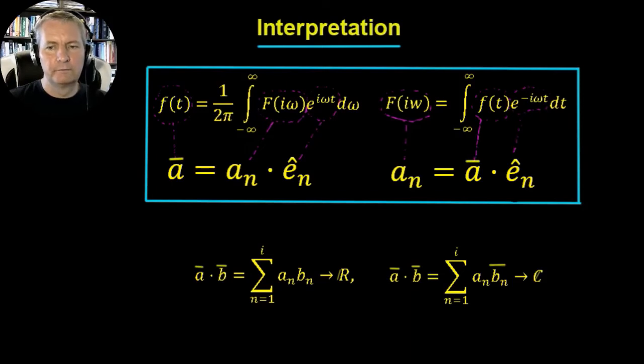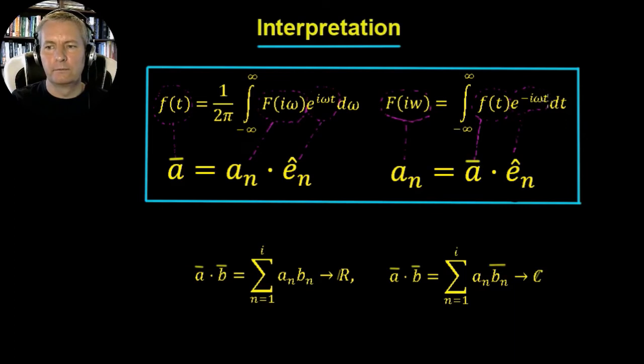So let's interpret what we've done so far in the derivation of the forward and inverse transforms in terms of inner products. Now we've written out the forward transform here, so we're going from a time domain into a frequency domain. And we've seen that the derivation of that is equivalent to saying we've got a vector A, which is f of t, and we're trying to find the components of that vector. Now, in order to find the components of the vector, which are given by an, we take the dot product of that vector with the orthonormal basis e hat n.